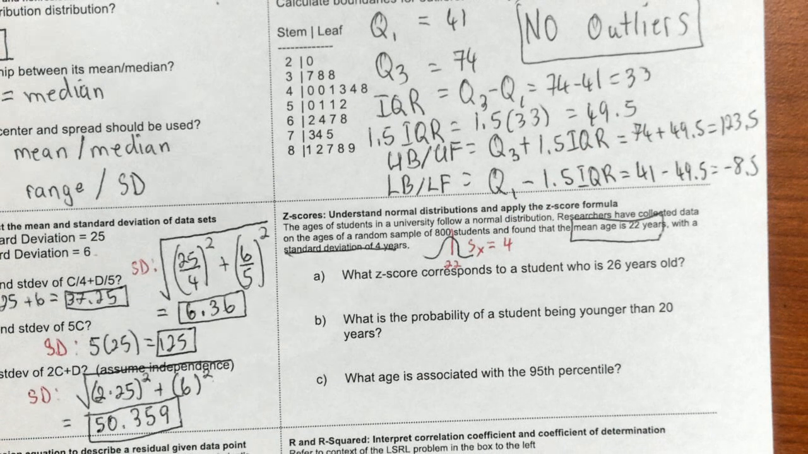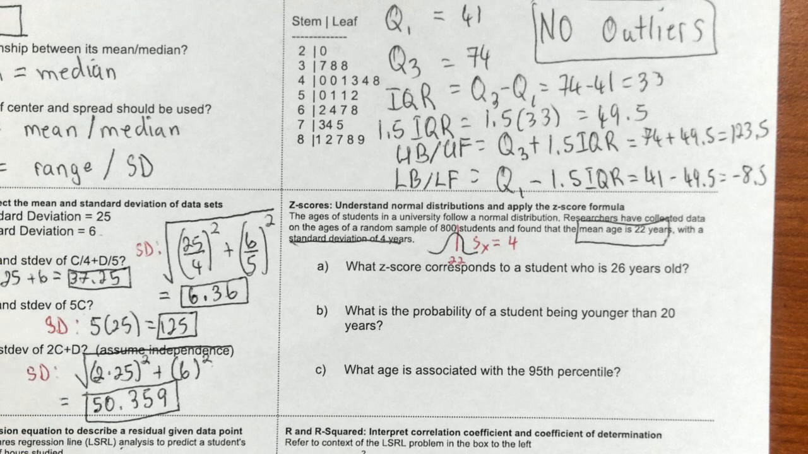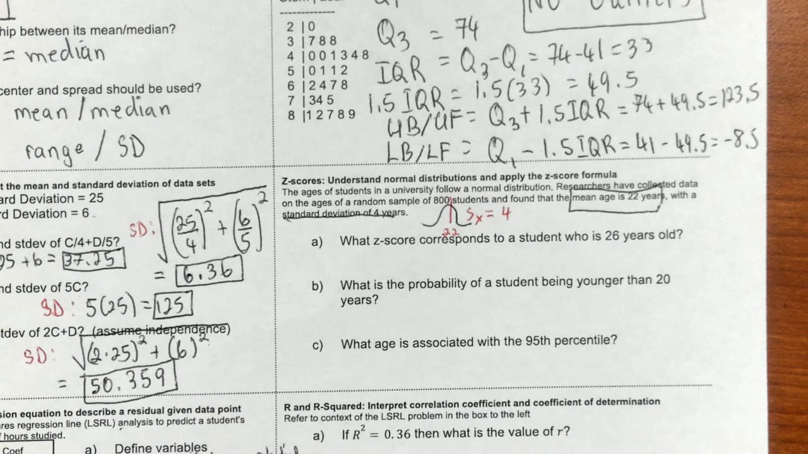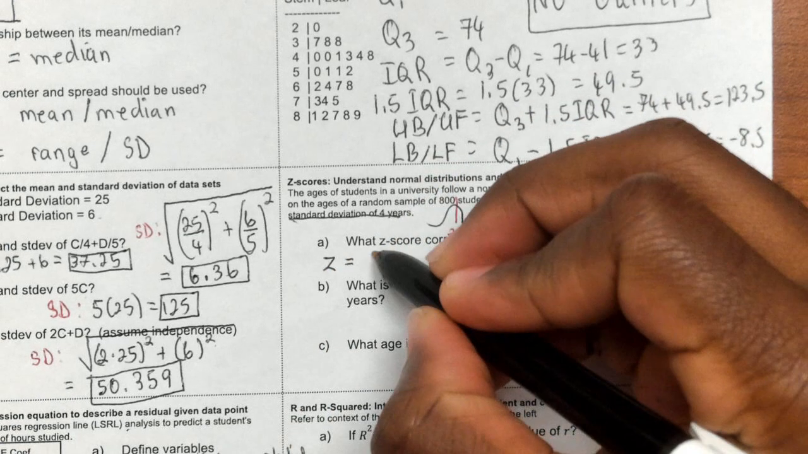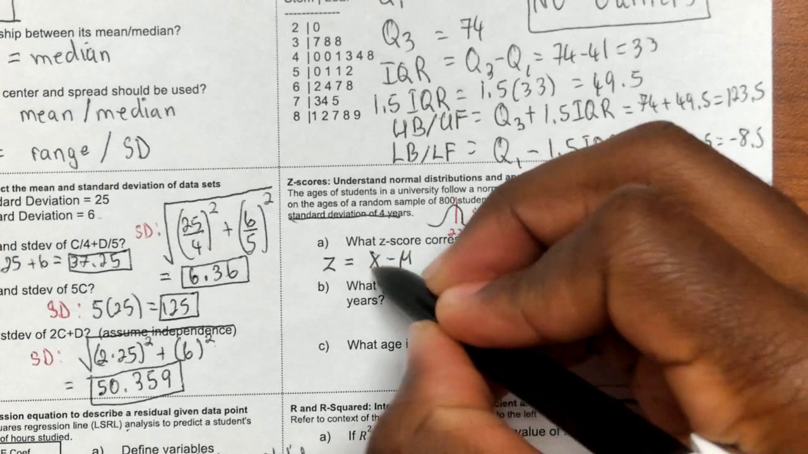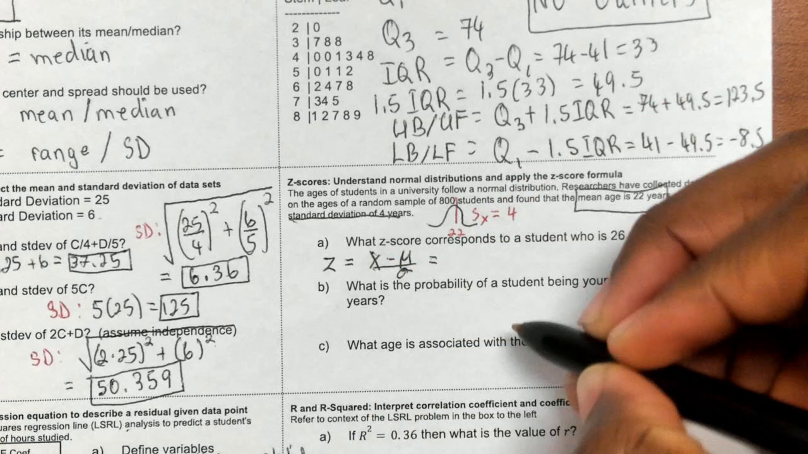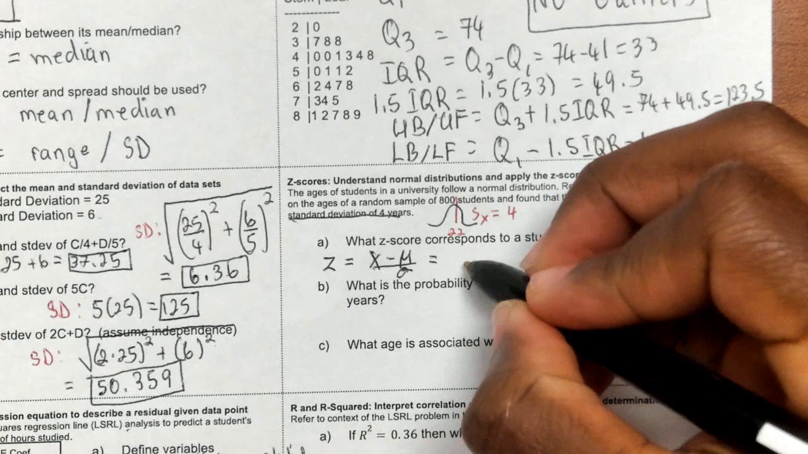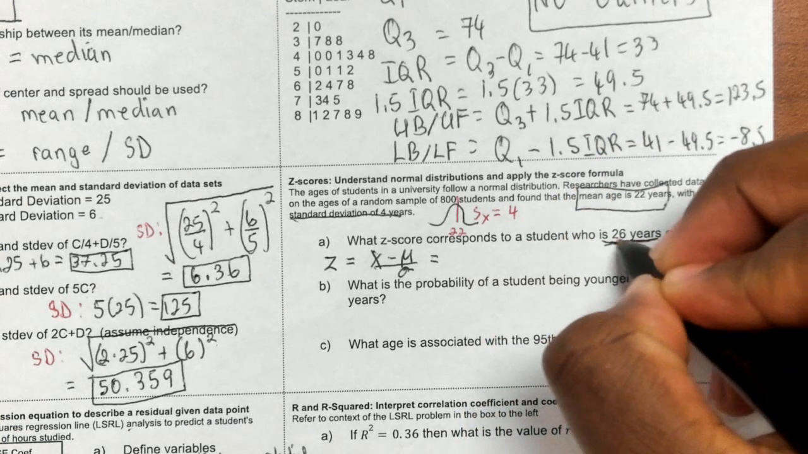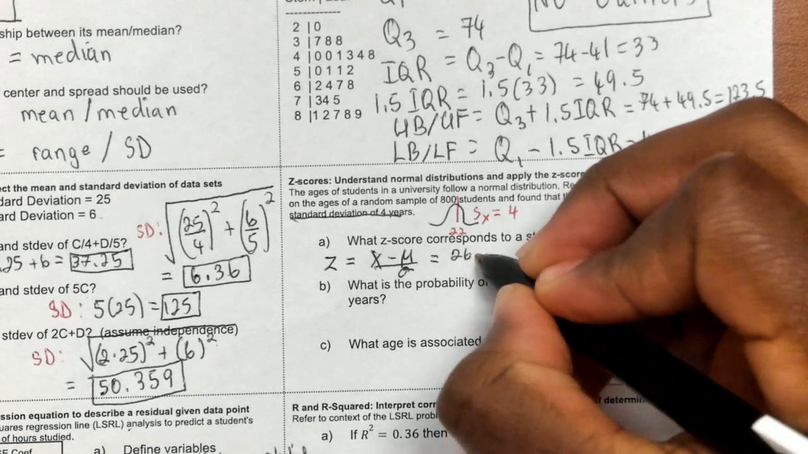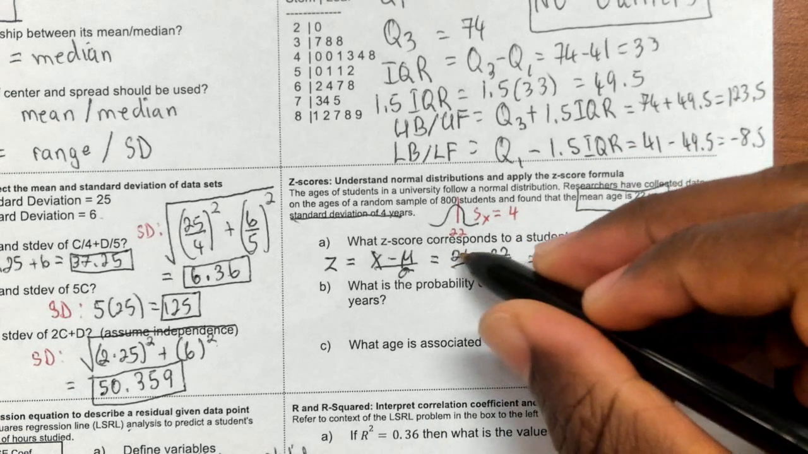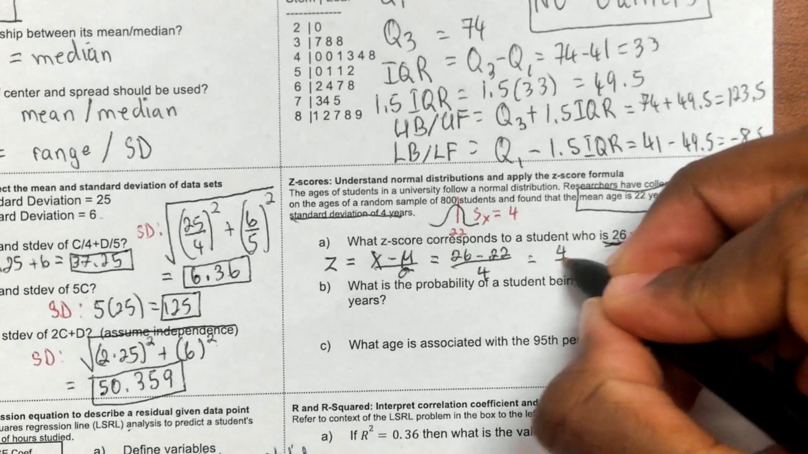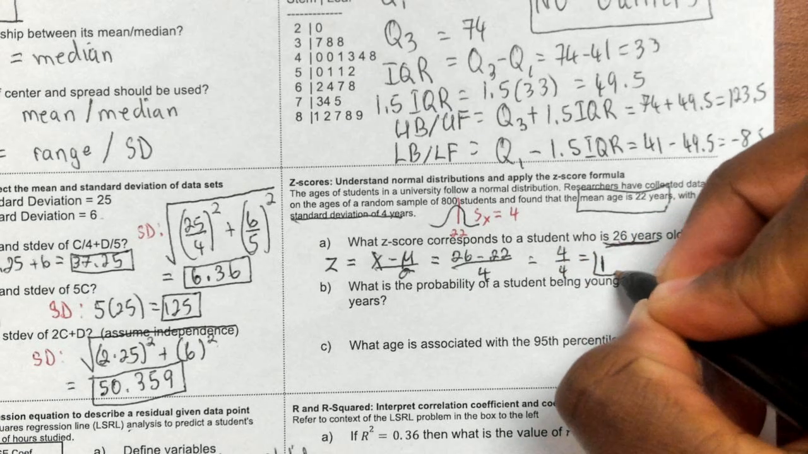So it says, what's the z-score that corresponds to a student who is 26 years old, all right? That's an old student, all right? So to calculate this, guys, I would say z is equal to our x value minus our mean divided by standard deviation. That's how we calculate z-score by hand, all right? So the x value we're trying to find is the corresponding age, which was 26. Subtract the mean, which was 22, divided by 4, which is the standard deviation. 26 minus 22 is 4, and 4 divided by 4 is 1.